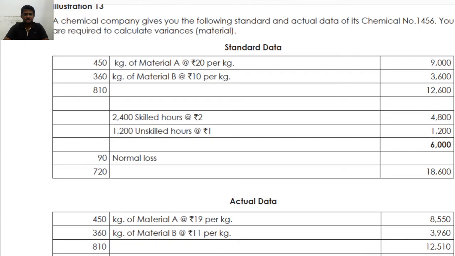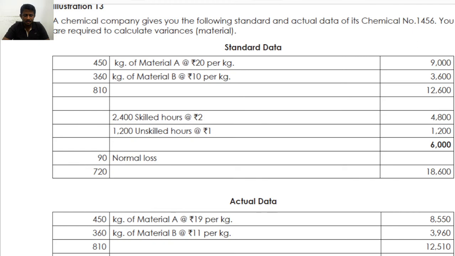Okay, this problem is a little bit tricky. You should understand why I am saying it is tricky. So 810 is my input, minus normal loss of 90, will give you the output: 720. 720 is the output, meaning this standard data is for the output of 720. The standard ratio of raw material given in the question is for the standard output of 720. Correct or not? This you have to understand first.